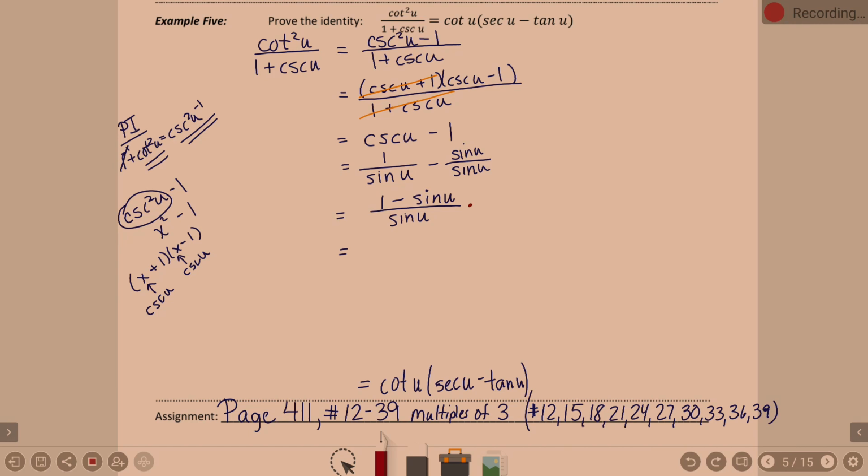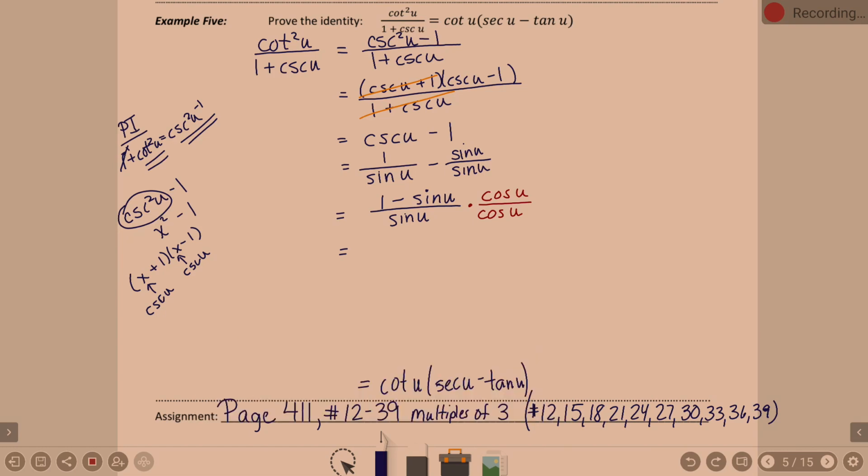Now, how can I legally do that? If you multiply the numerator by cosine u, multiply the denominator by cosine u. Because remember, when I'm multiplying by cosine u over cosine u, I'm just multiplying by 1. Multiplying by 1 does not change the value of it. Multiplying by this form of 1 changes the look of it, but it doesn't change the value of it.